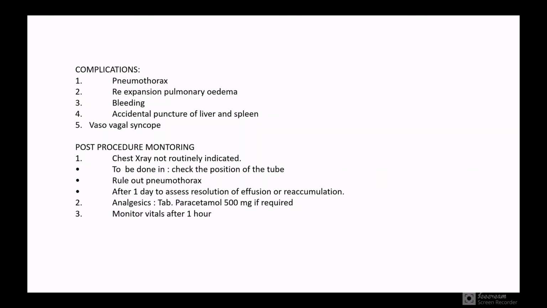Now what can be the complications? Complications are pneumothorax, re-expansion pulmonary edema, bleeding, accidental puncture of the liver and spleen. Another complication is vasovagal syncope.